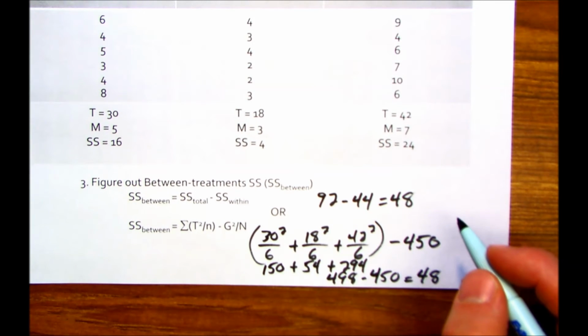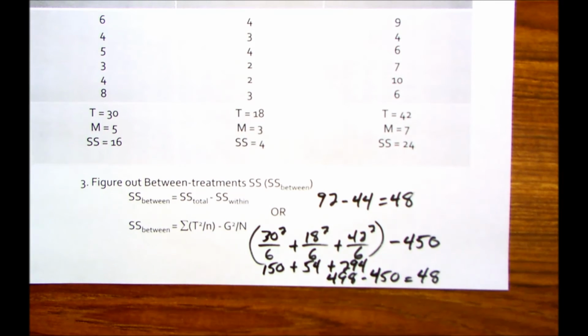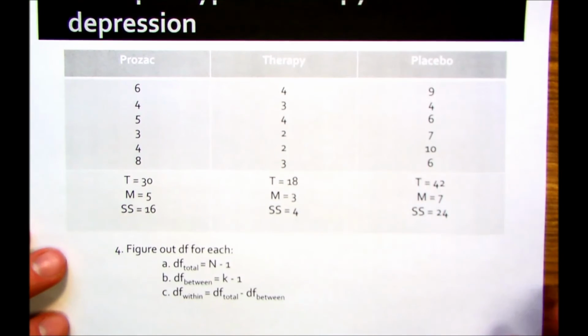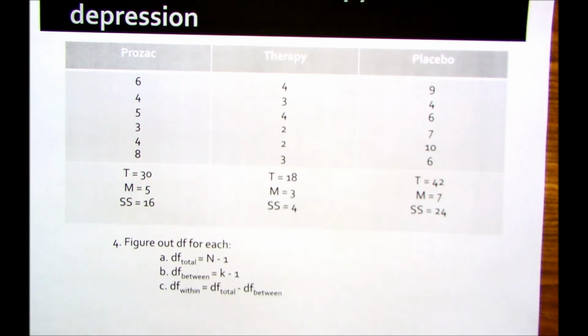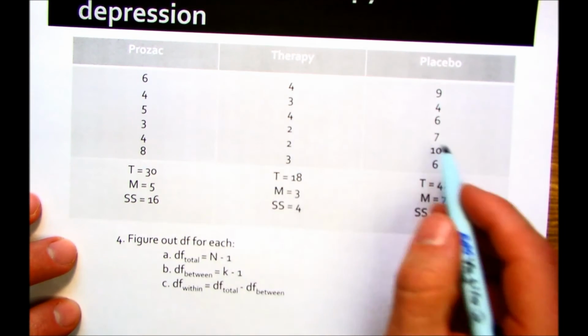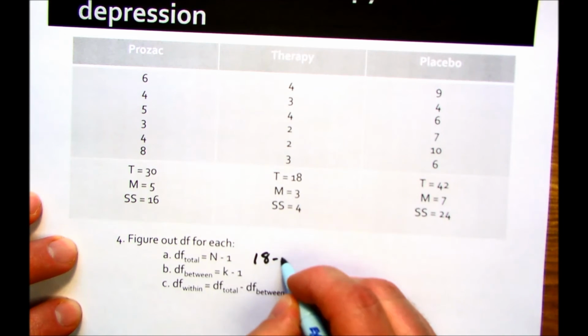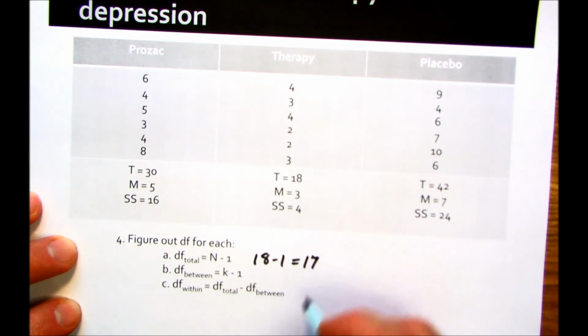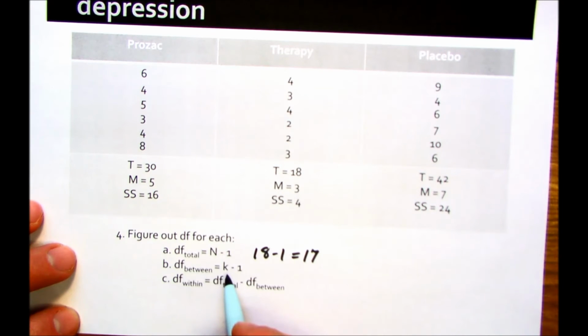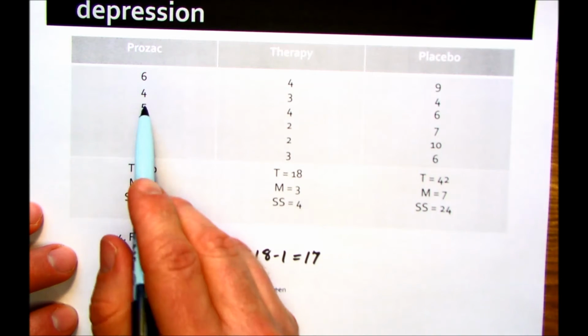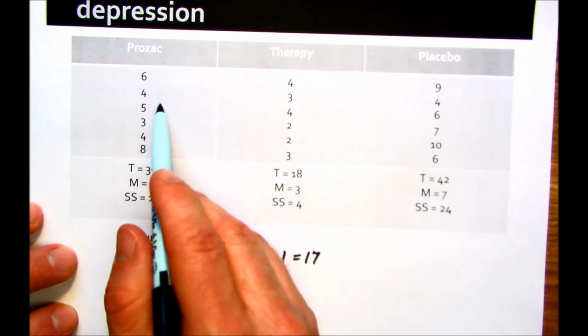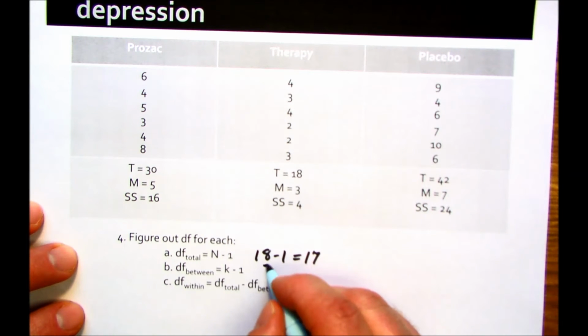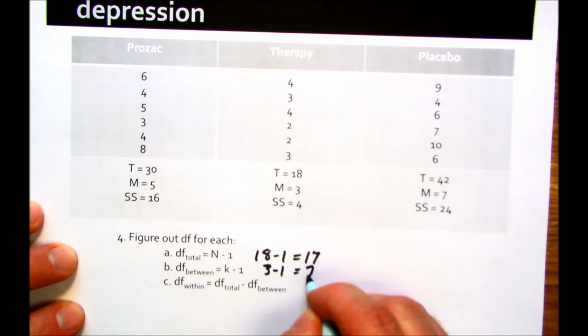Okay, so now we've got our sum of squares. We've got our sum of squares total, we've got our sum of squares within, we've got our sum of squares between. We need to figure out the degrees of freedom for each of these categories. So our total degrees of freedom, we have 18 subjects minus 1 gives us 17. For our between, K just means the number of groups that you have, the number of treatments that we have. We have 3 minus 1 gives us 2.